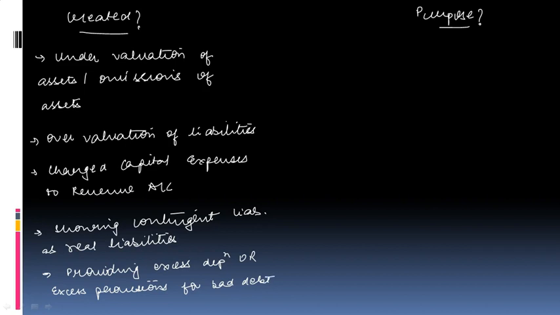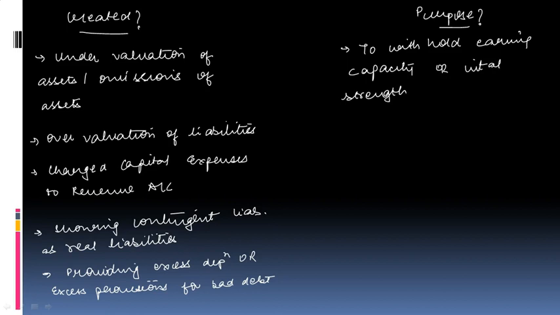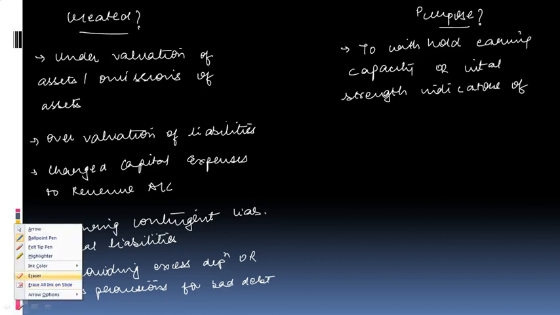Now, if it is created, how can you use it? What is the purpose? The purposes are to withhold earning capacity, or vital strength indicators of competitors. Just leave this one, it is totally not relevant.